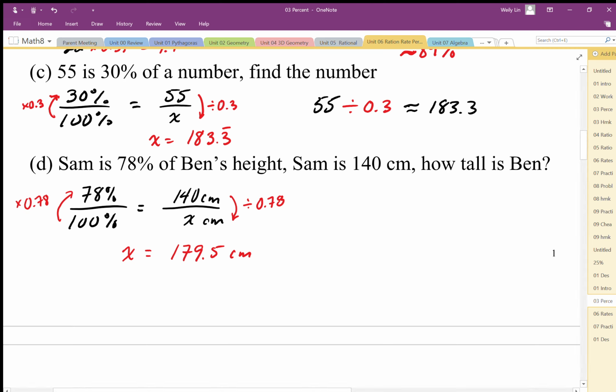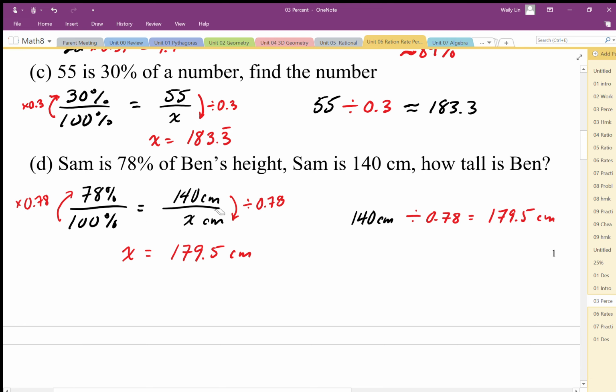So showing that as a multiplying or divide problem, we have 140 centimeters. We're going to divide by the percentage this time. And that gives us approximately 179.5 centimeters as our height. So this is our calculation off to the right.